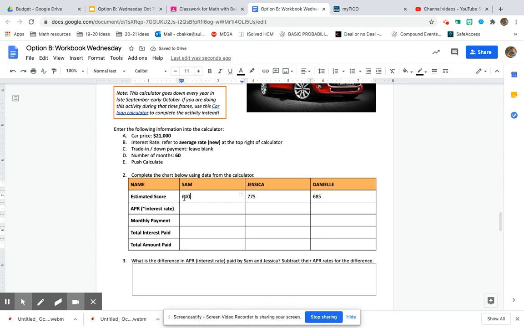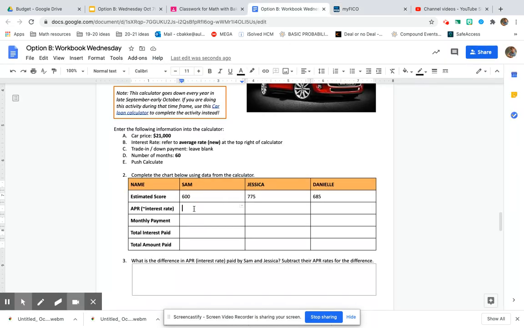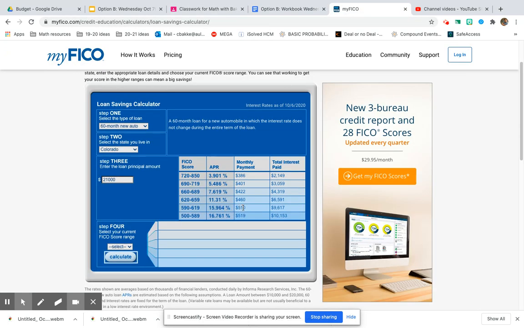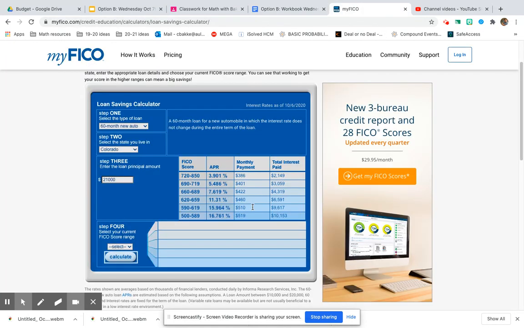So now let's go and see where Sam falls if he has a 600 credit score. So 600 looks like it's going to fall here between 590 and 619. So there's his interest rate, his annual percentage rate, his APR, 15.964. So we're going to type in 15.964, which is pretty huge. His monthly payment would be $510 per month for that car. His total interest paid to the bank would be $9,617.